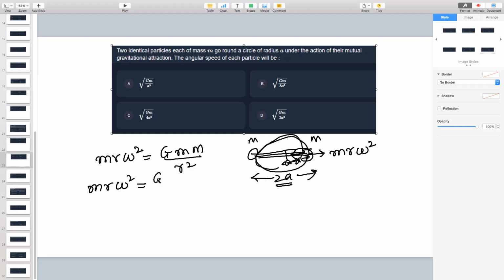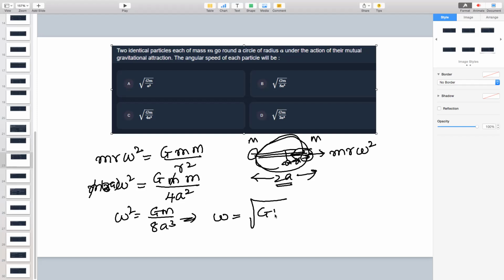So m r omega square is equal to G m m. Instead of R, you write (2a) square, that is 4a square. Here also r is 2a. The m cancels. Now I get omega square equal to Gm divided by 8a cube. Angular velocity omega equals root of Gm divided by 8a cube. Now this is your answer. We go for the next problem.